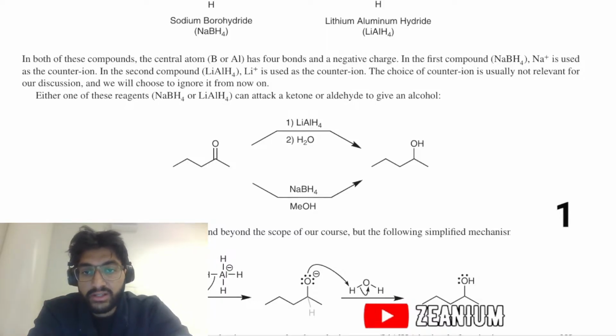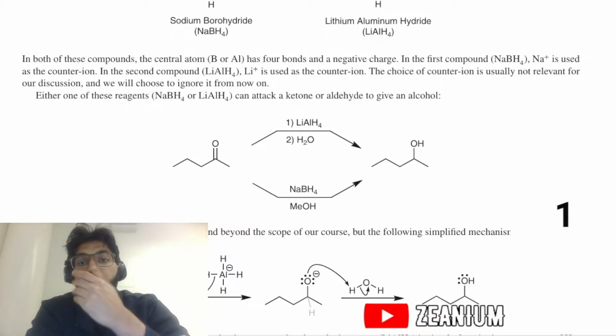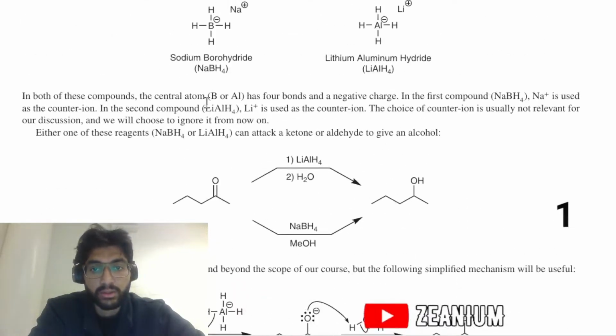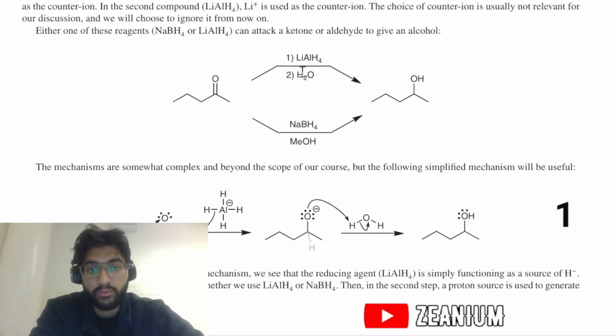Either one of these reagents, sodium borohydride or lithium aluminum hydride, can attack a ketone or aldehyde to give an alcohol. So those two are basically reducing agents that I have to remember. I can use both, one with water and this one with methanol.